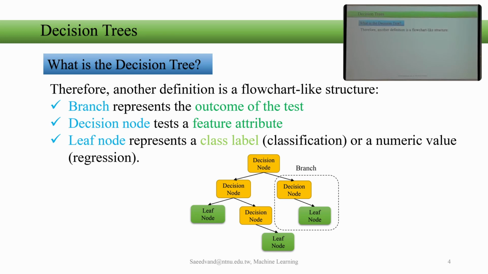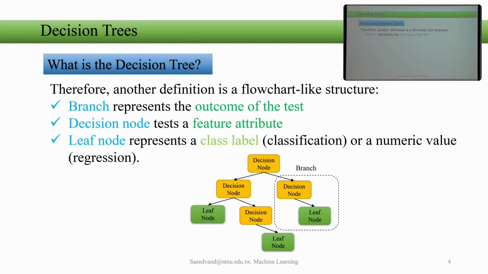So if you want to have another definition, we can say it looks like a flowchart, but it can work for very complex and big data. We need to just determine the features that we have, and based on those features, we can apply a decision tree in order to even solve nonlinear problems.